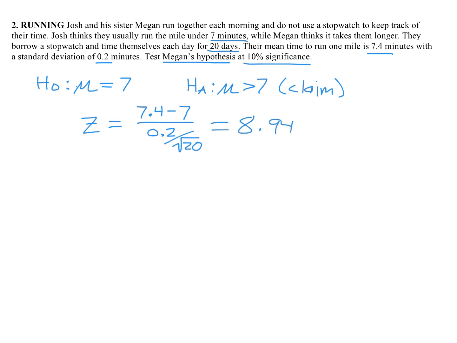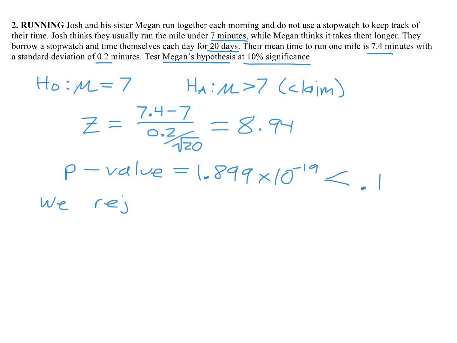All right, so you get that the z is 8.94. Then you also have to report the p-value. So our p-value is essentially 0. It's 1.899 times 10 to the negative 19th. All right, so we always compare that to the significance level. In this case, it is lower than the significance level of 10%. So since the p-value is smaller this time, we are going to reject HO.